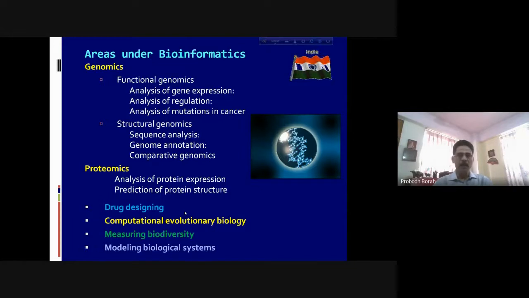Therefore, the total time and cost involved in drug designing has come down to a greater scale. And now, within a period of 7 to 8 years, a new drug can come to the market because of the advent of various tools and techniques in bioinformatics, which has reduced the time required for the relevant processes involved in drug discovery. We will discuss drug designing and bioinformatics in a separate class in a little greater detail. Next is computational evolutionary biology.